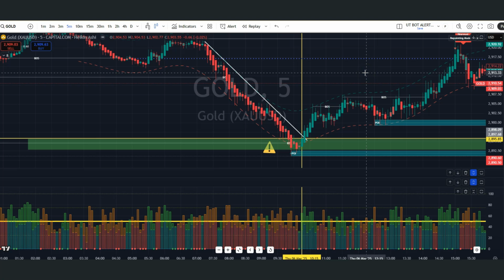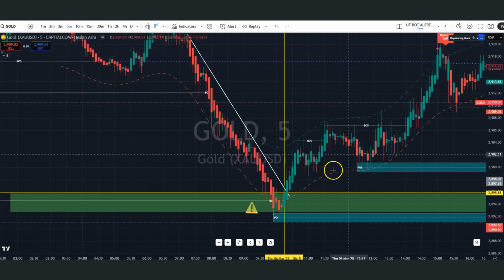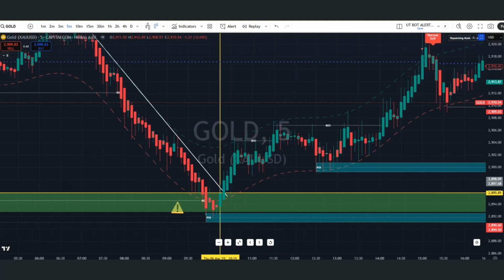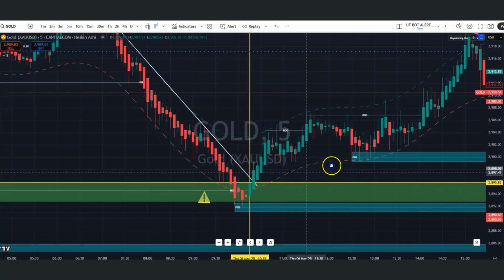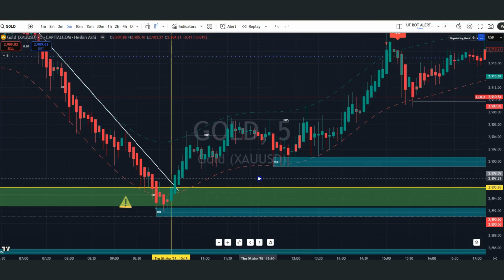Totally up to you. You can enter a position as soon as the Heikin Ashi candle goes green. Okay, because you know these areas are right. You know the area is right. You know there's going to be a bounce. You know there's going to be 200 pips.